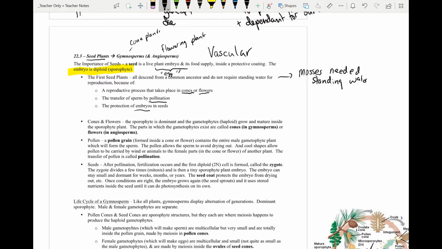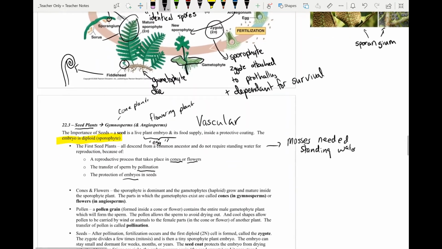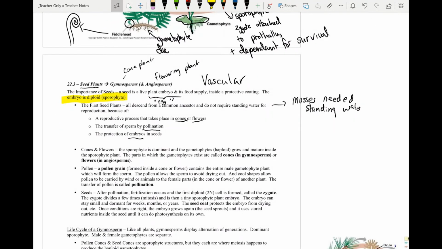In all of the previous ones, there was really no protection for these embryos. They either stayed with the gametophyte and grew out of it, like in the case with ferns, or they developed some sort of shell and then grew. There was a little bit less protection.